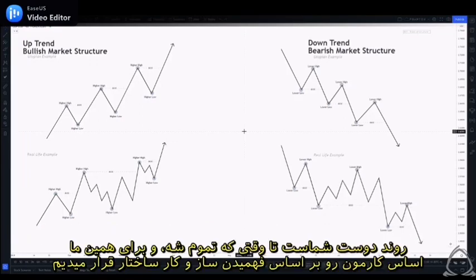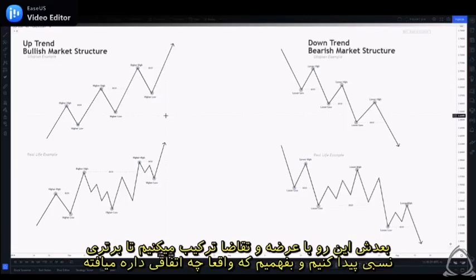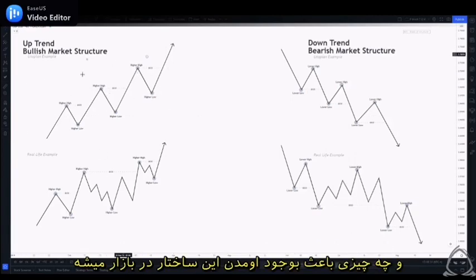The trend is your friend until it ends, but that is why we stay on top of mapping out our overall market structure and understanding what's happening. Then what we must do is combine this with supply and demand to get our edge and to truly understand what's happening and what's creating this market structure.